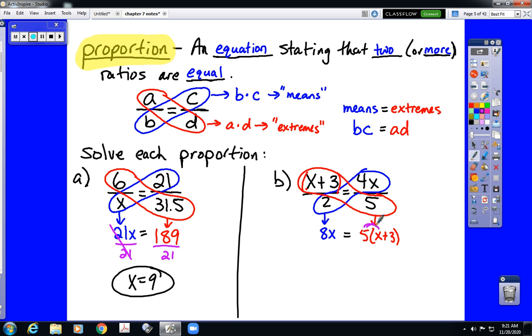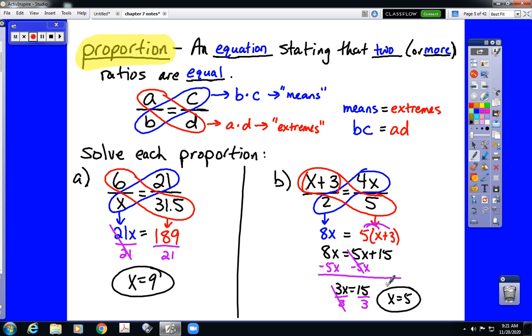So to solve that, we distribute the 5, which would be 8x equals 5x plus 15. Then subtract 5x from each side, which would give you 3x equals 15. Then divide by 3, which would give us x equals 5. So that's how you solve a proportion. You cross multiply to get the equation means equals extremes, and then you solve that equation. It's going to be a linear equation, which should not be any big deal.